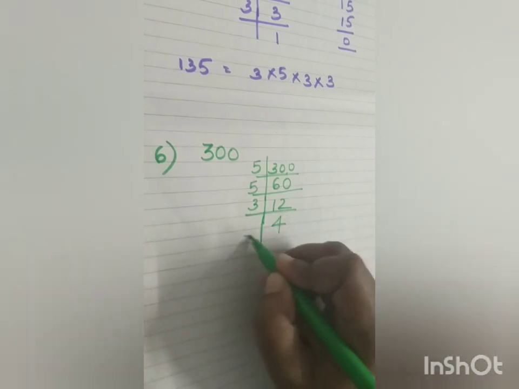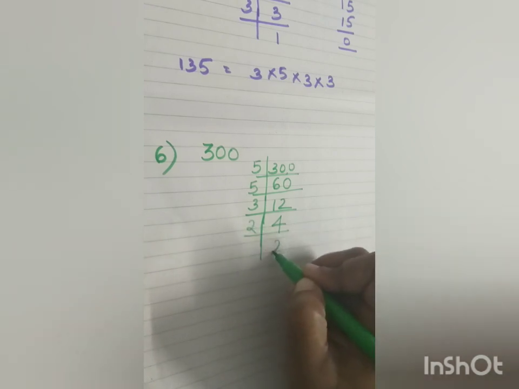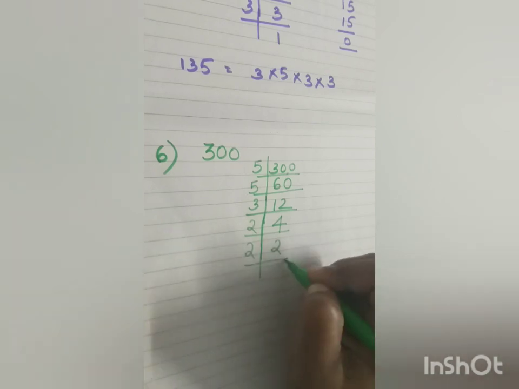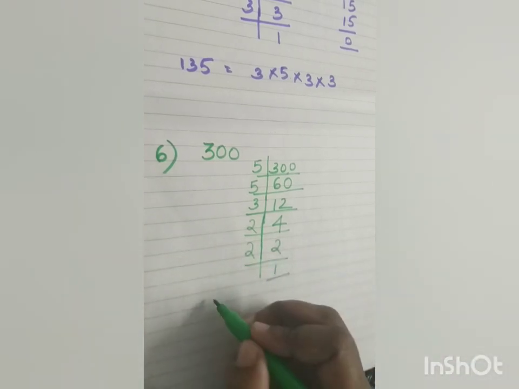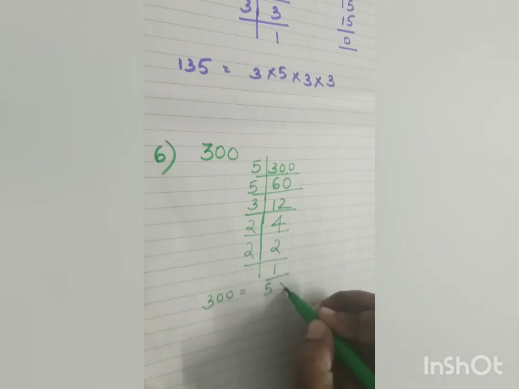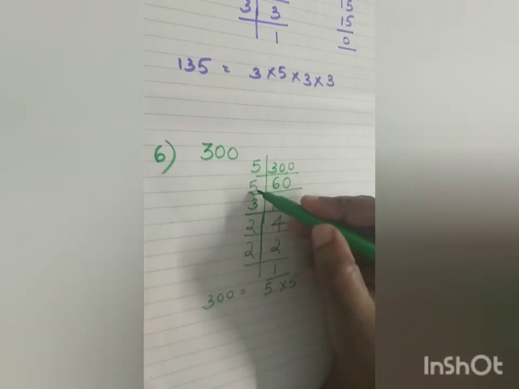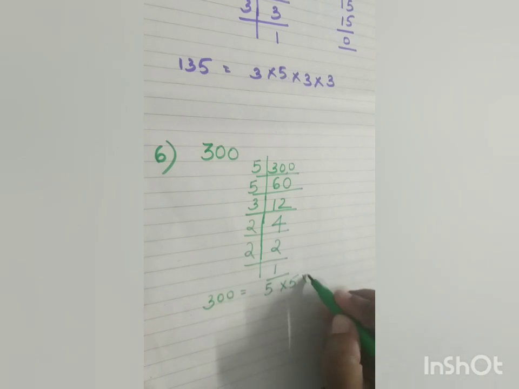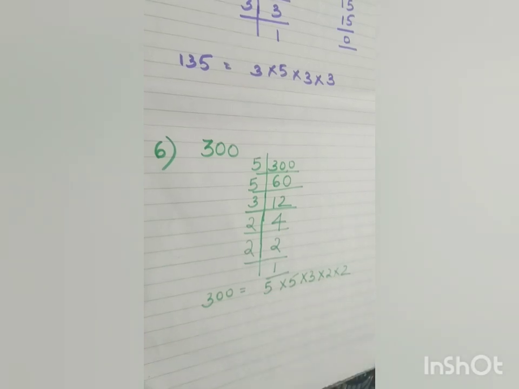Now 4 is divisible by 2. 2 2s are 4. Then 2 1s are 2. So 300 can be written as 5 into 5 into 3 into 2 into 2 into 2 into 2. Isn't this easy, children?